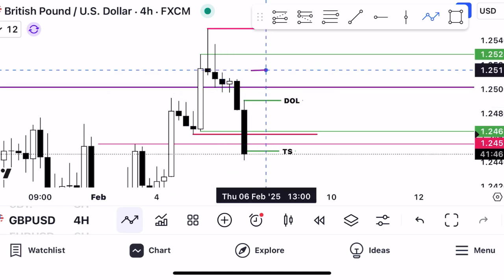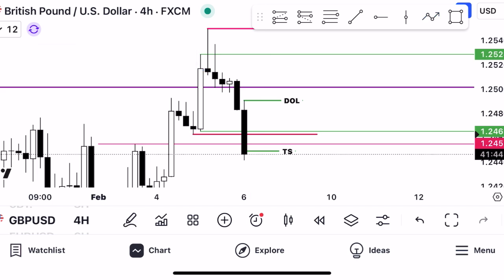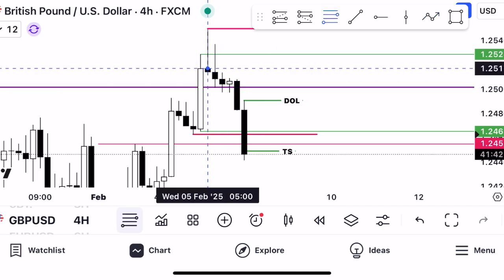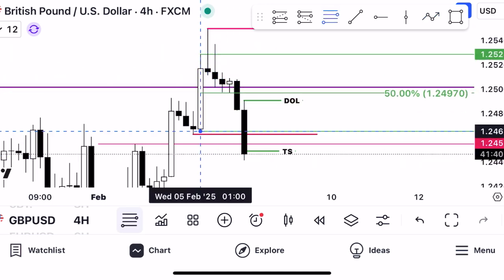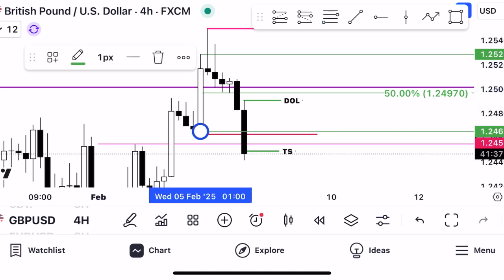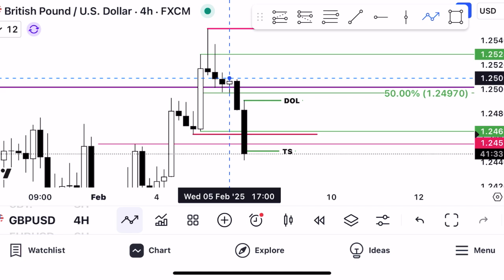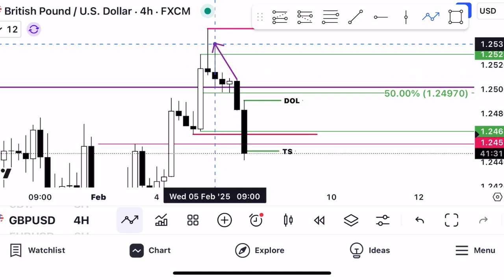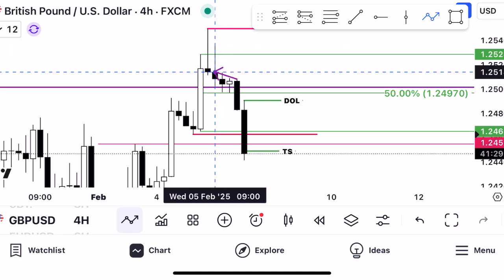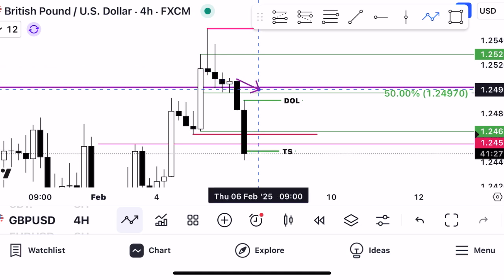But for the safer side, for a better win rate, I would suggest you take 50% of the range and take partials. If you had entered on the third candle, which is this candle, you could definitely take partials on this 50% of the range.